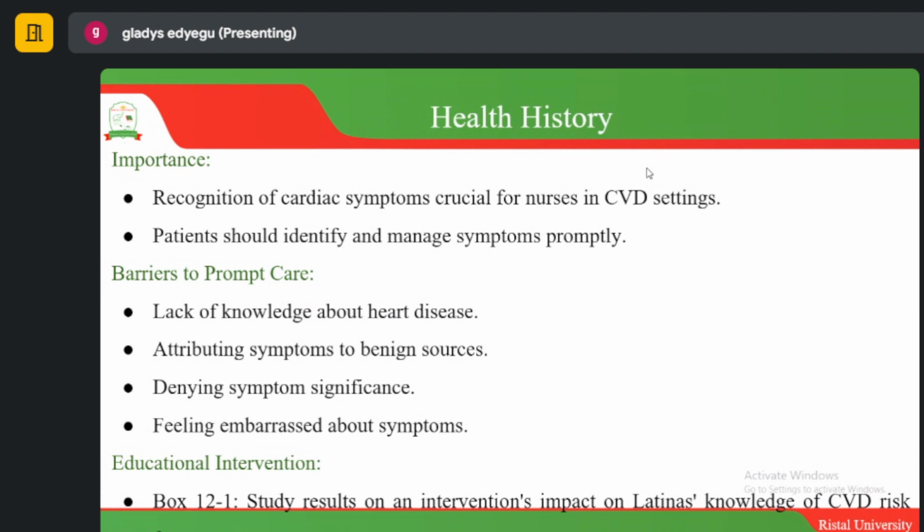Then also the educational interventions. I realize that in the next slides we have study results on an intervention's impact on Latinas' knowledge of cardiovascular disease risk factors. There are risk factors that can predispose someone to a cardiovascular disease. According to the study that someone did on Latinas, it gives us an idea on how to intervene in order to help someone not to get these conditions, or not to be predisposed in relation to these risk factors.